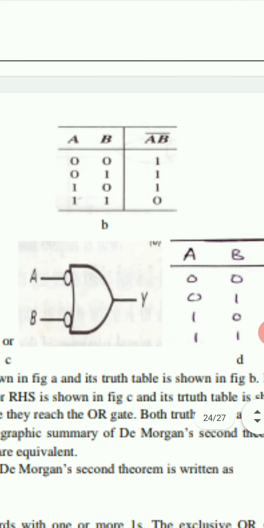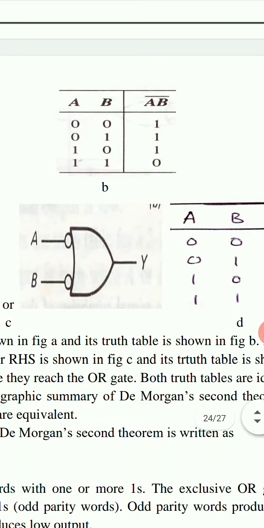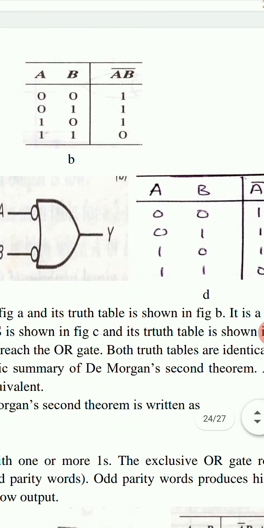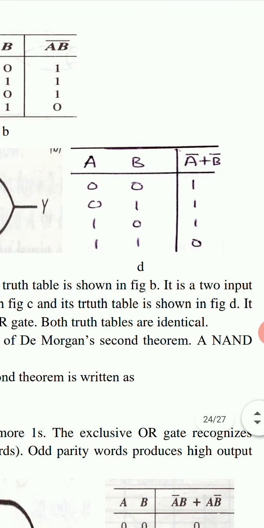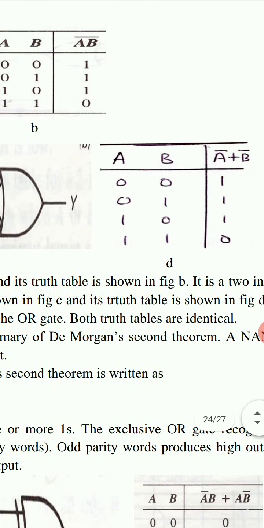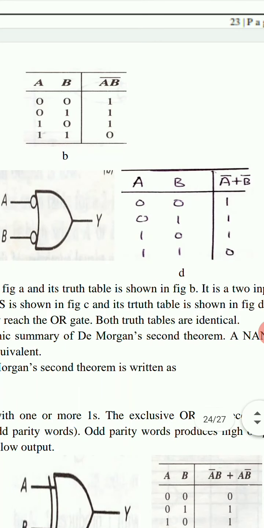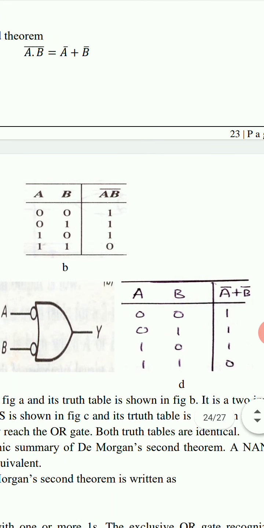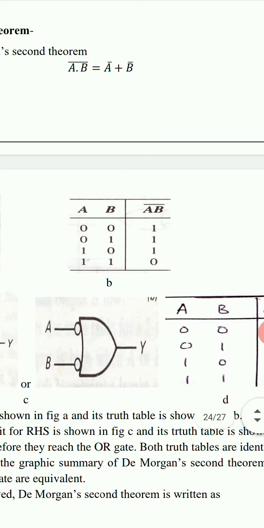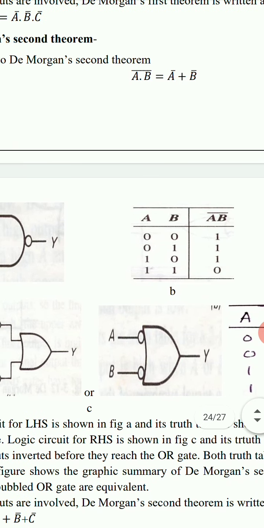And these are the truth tables for the left hand side, which is Y equals (A dot B) bar, and this is the truth table for the right hand side, in which the output is A bar plus B bar. And we see that the two truth tables are the same. So the left hand side is the same as the right hand side. (A dot B) bar equals A bar plus B bar, which proves De Morgan's second theorem.